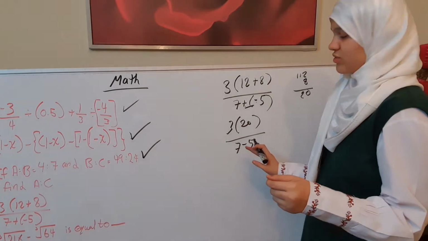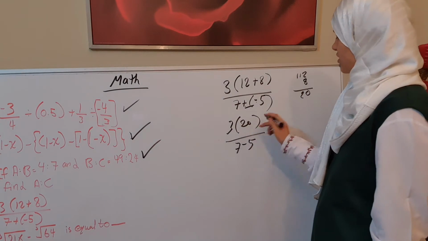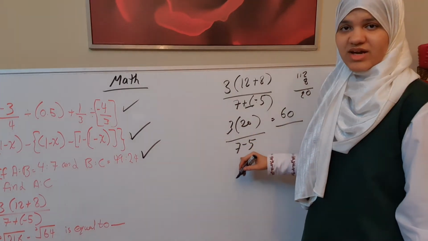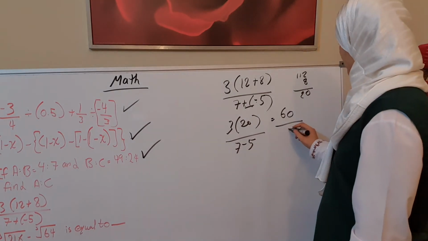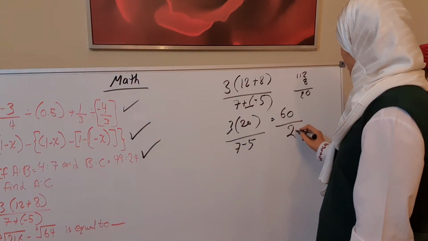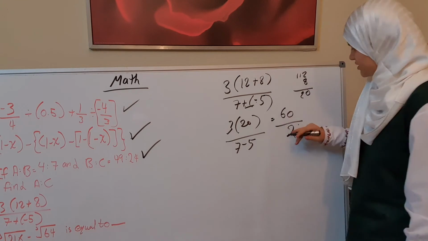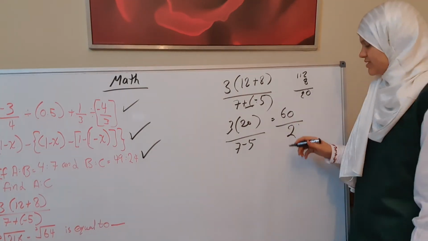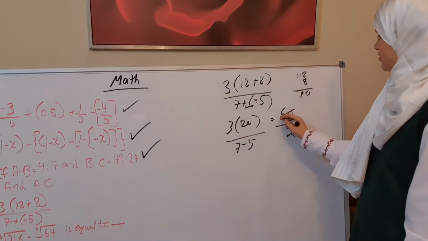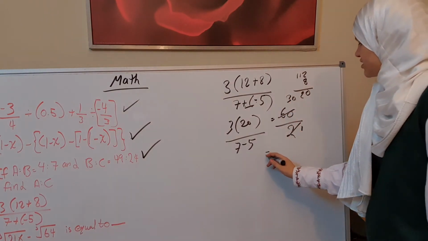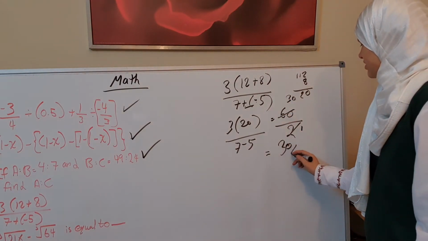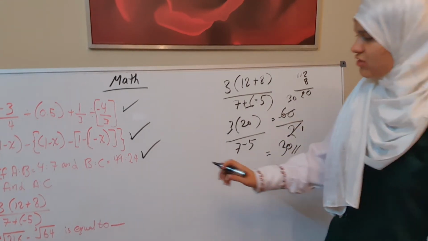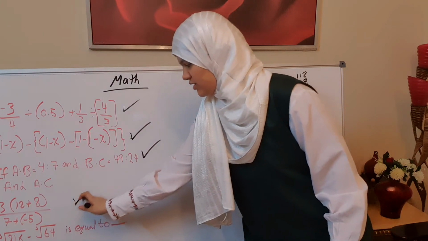Now what we will do, it will be 3 times 20 is equal to 60 over 7 minus 5. That means it will be 2. Now in the multiplication, 2 times 30 is equal to 60. That means by 1, and here by 30. The final answer is 30. Okay, so that means the fourth question also done.